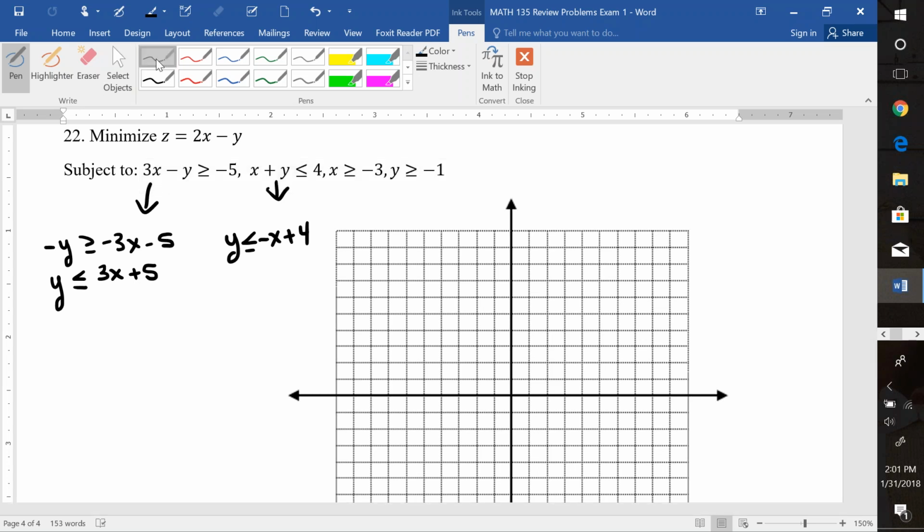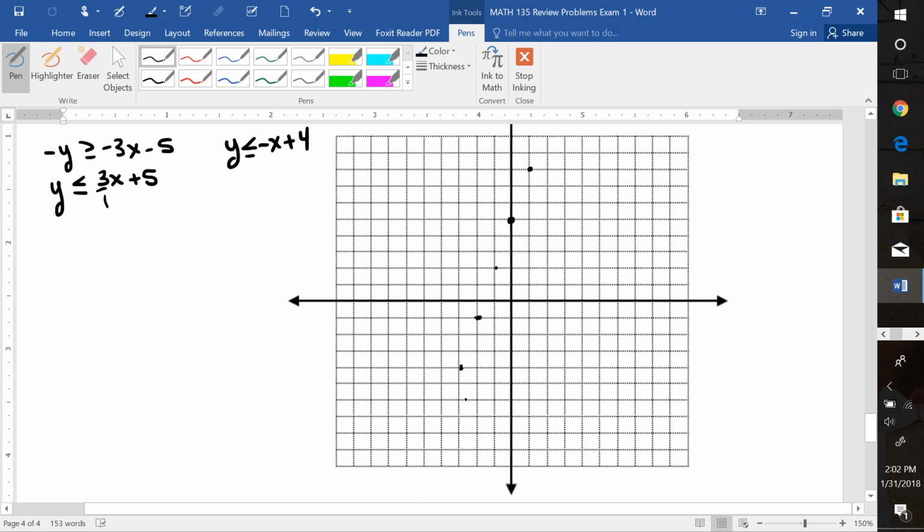So let's go ahead and see if we can plot these. At positive 5, I have a point for this first line, and then I'm supposed to go up 3 over 1. So up 3 over 1, up 3 over 1. I could also go down 3, left 1, down 3, left 1, all the way down so that I get a nice straight line. Okay, so let's go ahead and connect that line.